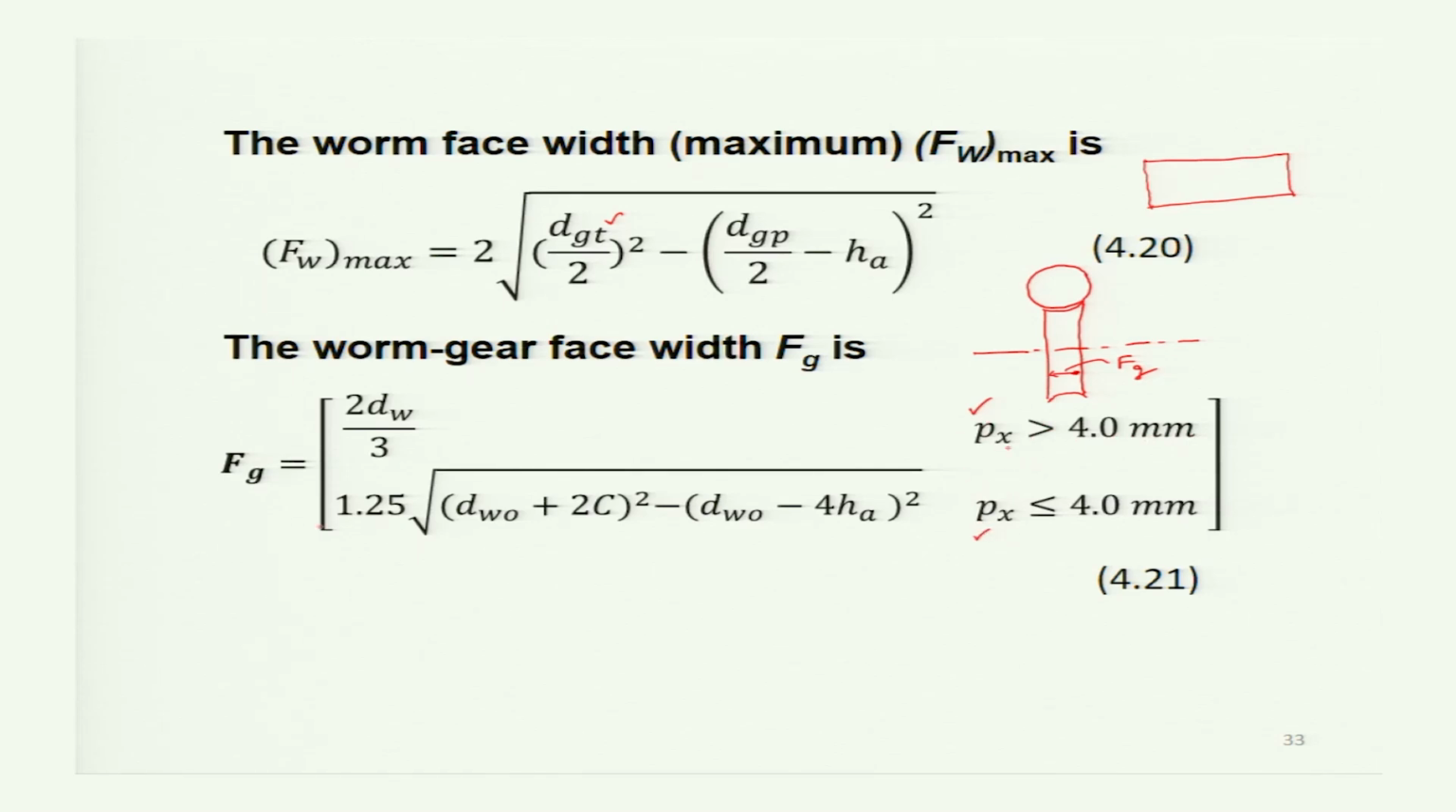So if px is less than or equal to 4 mm, then it is 1.25 under root (dWo, the outside diameter of the worm, plus 2C), where C is the center distance, whole square, minus dWo, the outside diameter of the worm, minus 4 HA, where HA is the addendum, square.